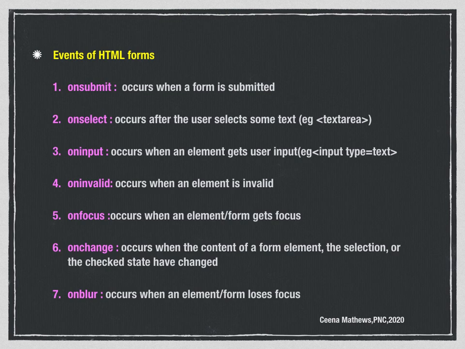And next one is on blur. It occurs when an element or form loses focus. It is just the opposite of on focus. When the form loses focus, this is triggered. These are some of the events that are associated with forms.